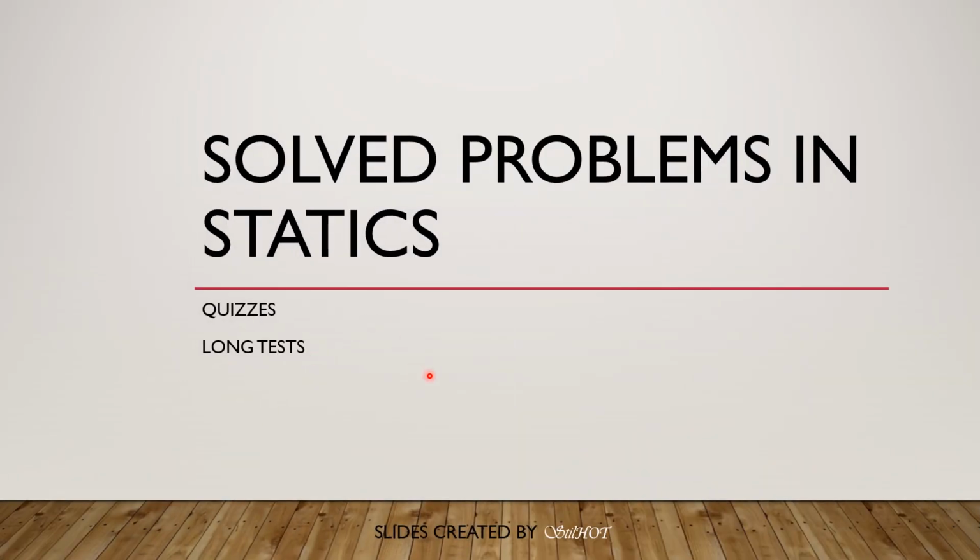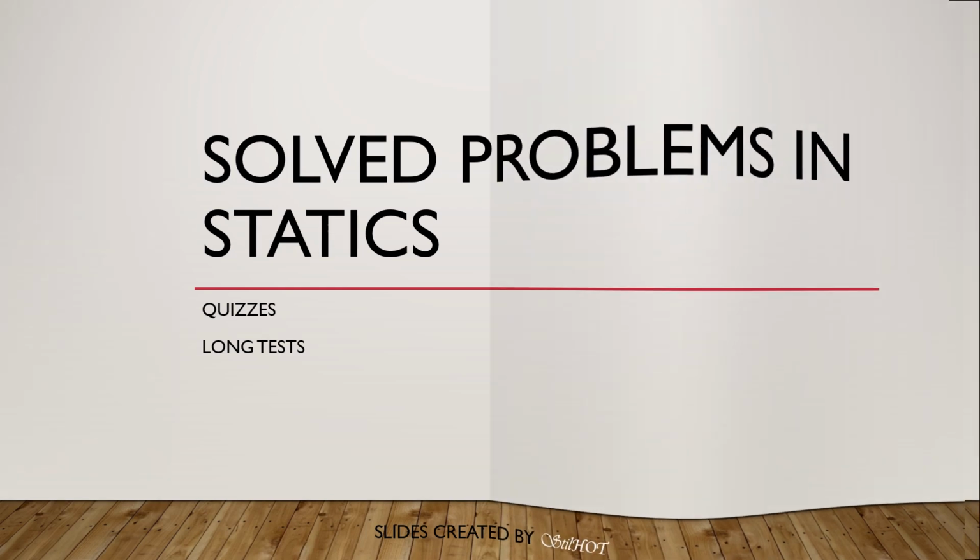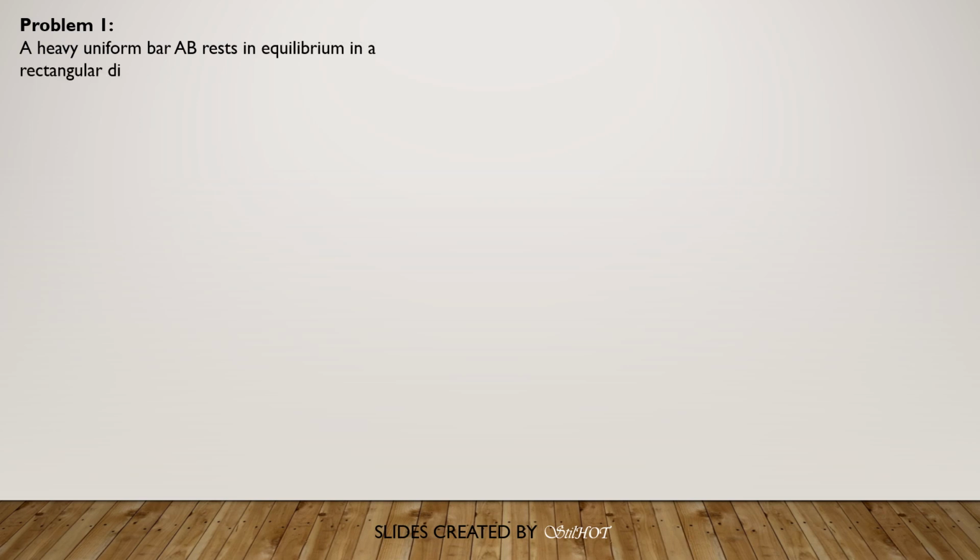Okay, good day, everybody. Today I'm going to discuss some solved problems in statics. So the first problem: a heavy uniform bar AB rests in equilibrium in a rectangular ditch with smooth surfaces. Determine the inclination theta of the bar to the horizontal.